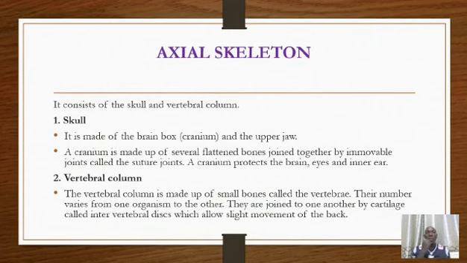Each small bone making up the vertebral column is what we are calling a vertebra. We are going to see that vertebrae are of different types, but they are joined to each other. They are attached to each other by cartilage, forming what we call the intervertebral discs.